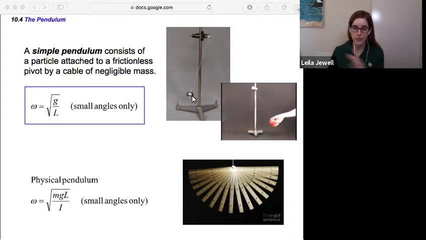And so if you pull it back, as demonstrated in this GIF, it will swing back and forth. How fast will it swing back and forth? What period or frequency will it have? Well, it turns out that assuming the angles are reasonably small, the angular frequency is given by the square root of g divided by L, where g is our gravitational constant, 9.8 meters per second squared. Great, that's standard. L is just the length of the cable.